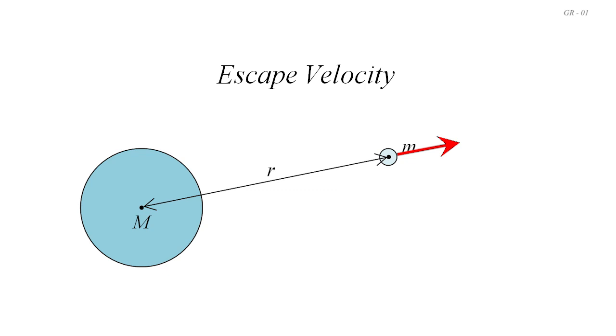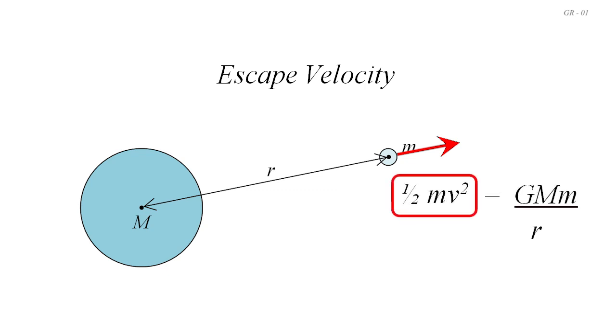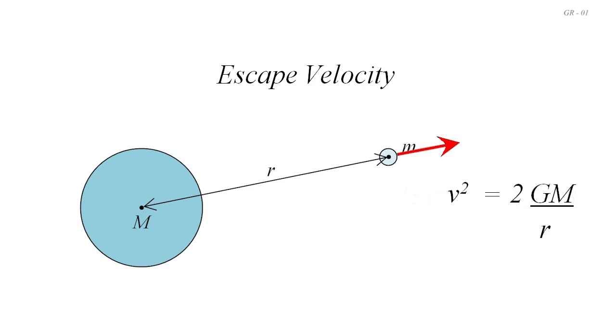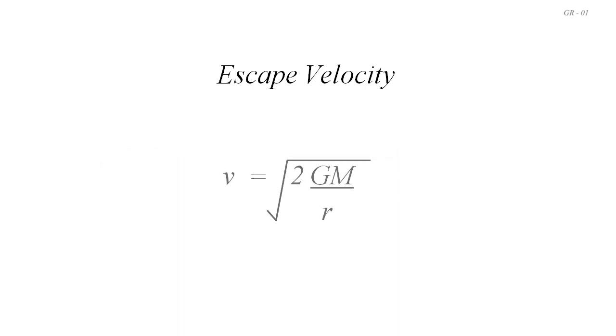So, if moving radially outwards, the kinetic energy of the mass, half mv squared, would need to be equal to the required change in potential energy, GMm over r, and that would mean that the radially outward velocity would need to be such that its square was 2GM over r. And so the required value of that velocity would need to be the square root of 2GM over r.